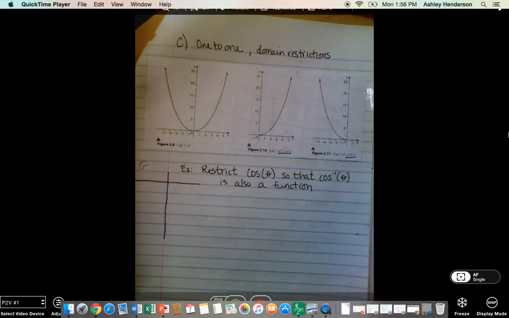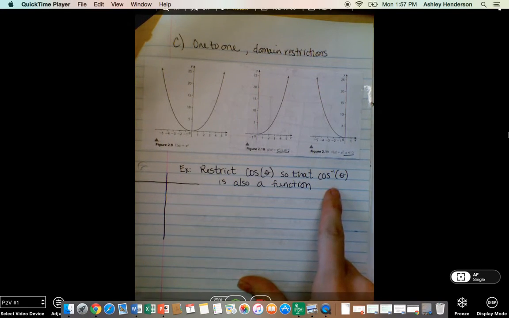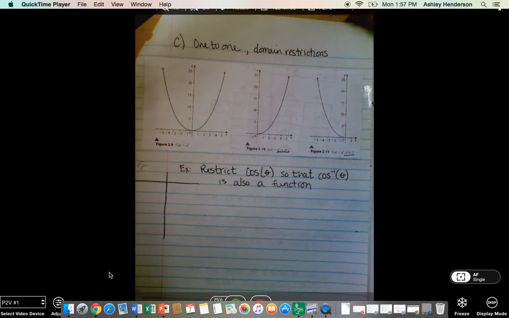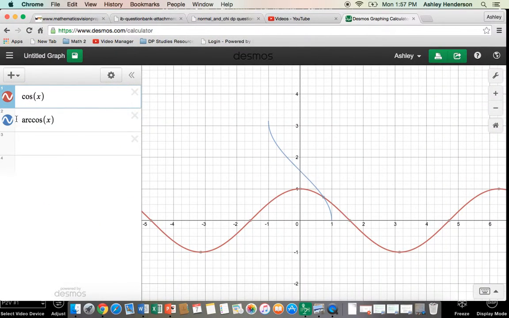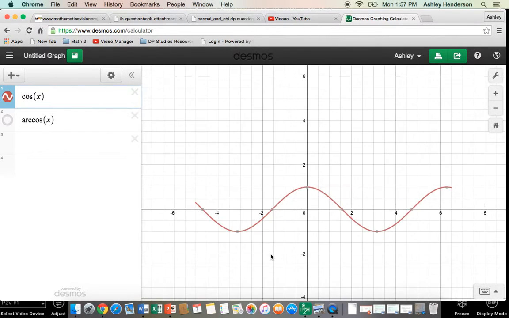Okay, we're going to look at the big one, the one that always tends to throw you guys off, which are the trig functions. We're going to be looking at cosine and cosine inverse, so I'm going to jump to my Chrome so that you can look at this graph. When we look at cosine, we can clearly see that cosine is definitely a function. Nowhere that I draw a vertical line am I going to hit more than one point. So for every x, there is only one y.